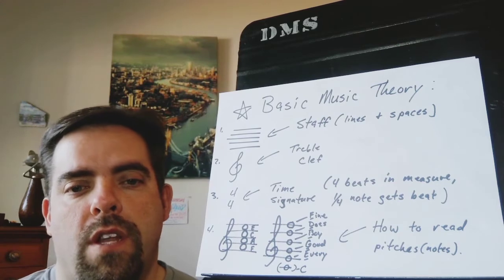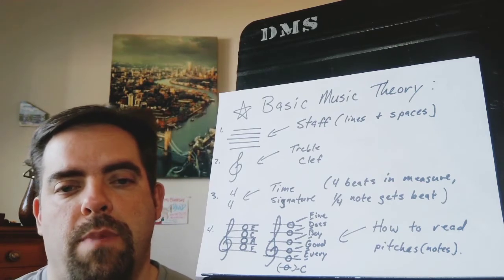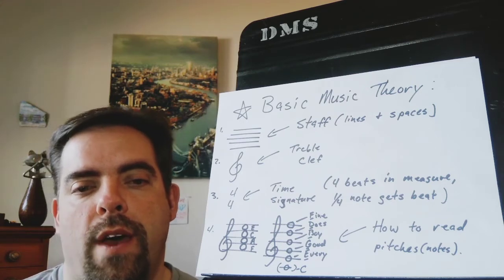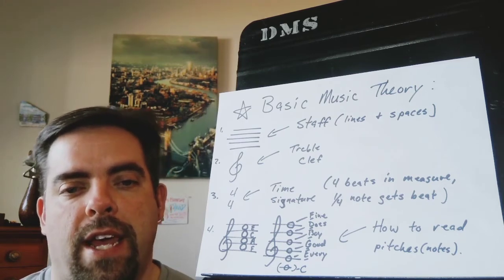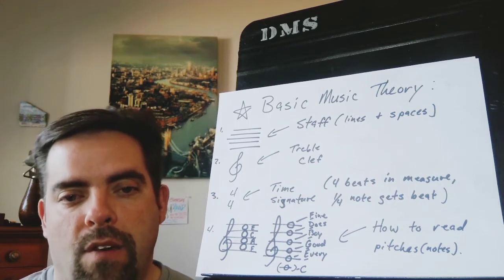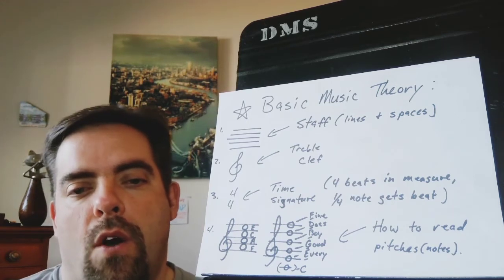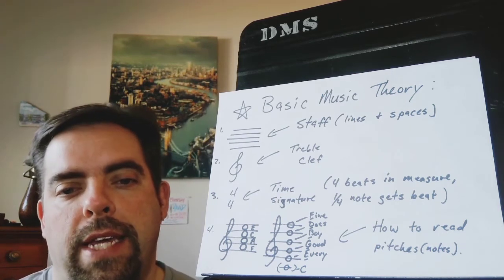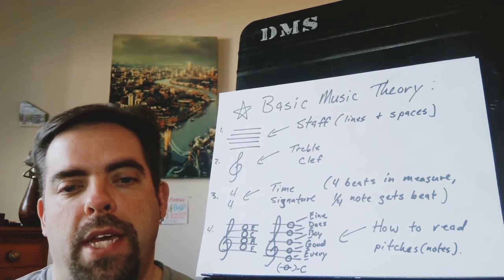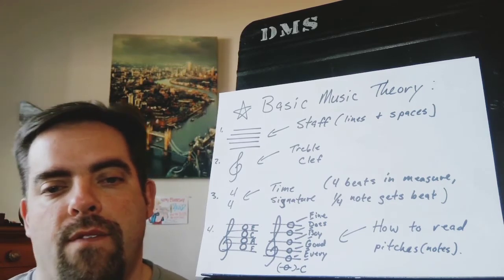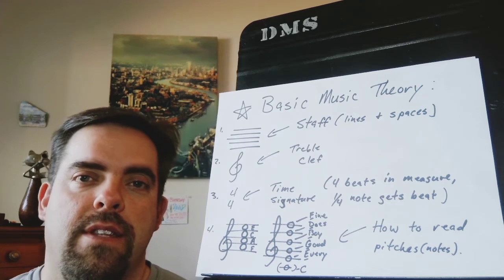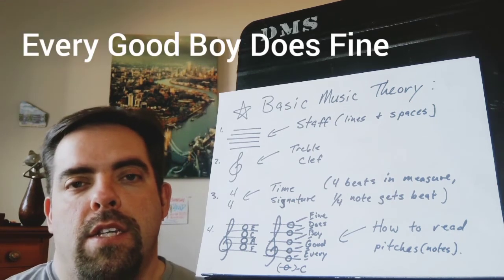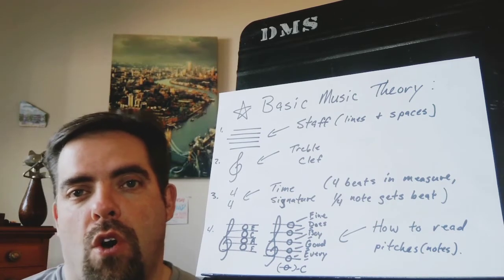Now, number 4 on the sheet is explaining exactly how to read pitches or notes. The notes that occur on the spaces spell the word face, F-A-C-E. So F for the first space, A for the second, C for the third, E for the fourth. Now, the notes that occur on the lines spell E, G, B, D, and F. A good way to remember that is the acronym Every Good Boy Does Fine. So that's how you read the notes on the staff.